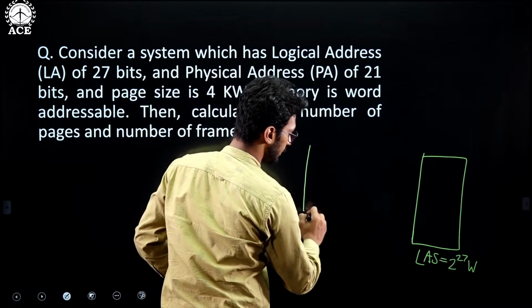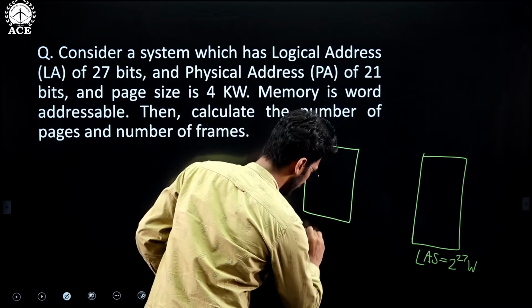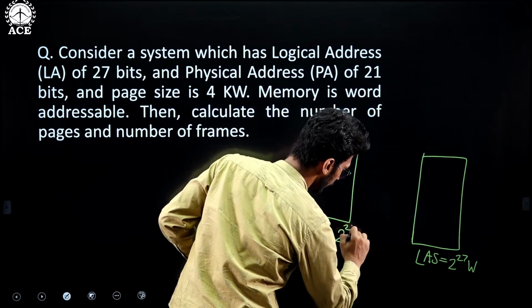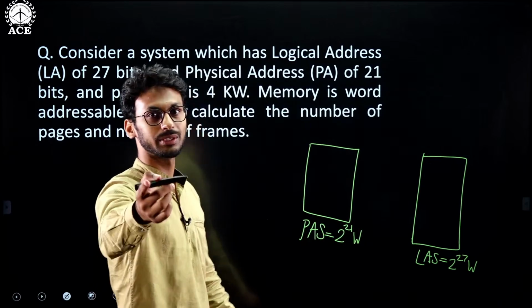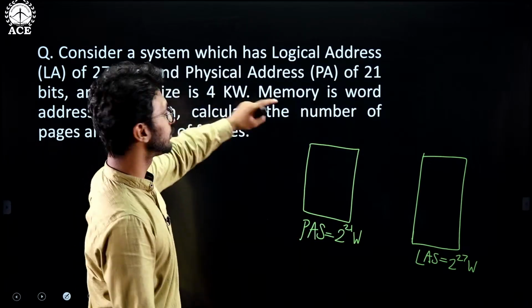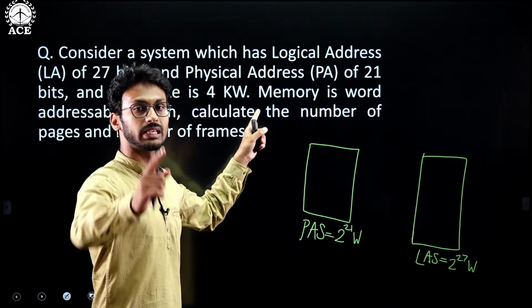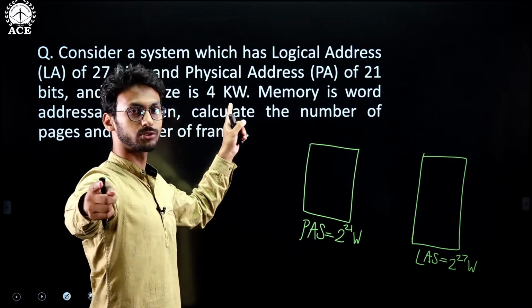So just draw physical address space. Now if it is 21 bits, 2 raised to 21 words. Done. Word addressable given, word mentioned. Page size is 4 kiloword. You tell me, 4 kiloword means what? 4 means 2 squared. K means what? 1K is 2 raised to 10. 2 squared into 2 raised to 10, 2 raised to 12.